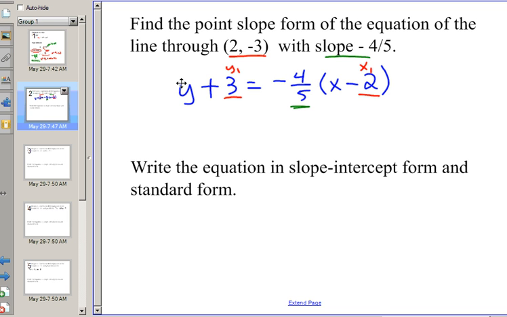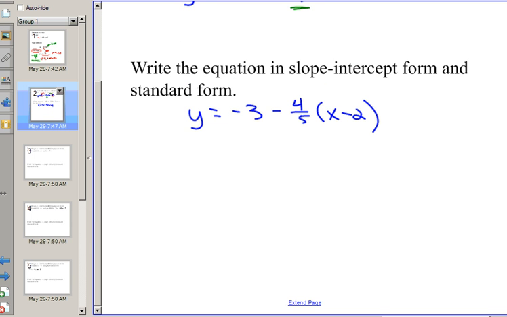Again, you may find this later, and when we're trying to turn it into another form, right, we can do something like y equals, we would subtract that 3 over, y equals -3 minus 4/5 times x minus 2. And if I want slope-intercept form, I'm going to try and simplify this. So I'm going to distribute my -4/5 to the x, and I'm going to distribute my -4/5.